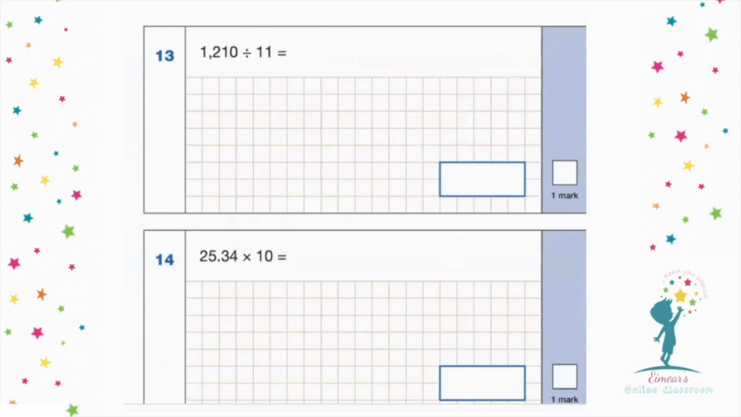1,210 divided by 11. I'm going to write this out using the bus stop method. Draw in our bus stop and then write our calculation 1,210 underneath the bus stop, and we're dividing that by 11. Okay, so 11 into 1 we cannot do. 11 into 12 goes once with a remainder of 1. So we can see fairly quickly the answer here. 11 into 110, that's 10 times 11, so we can write 10 in here. So our answer is 110.